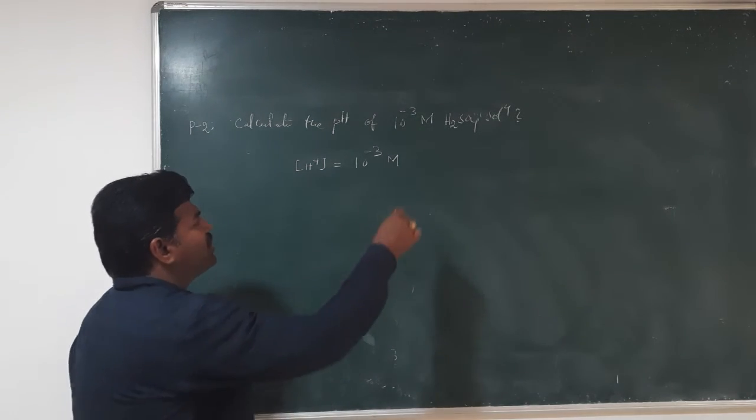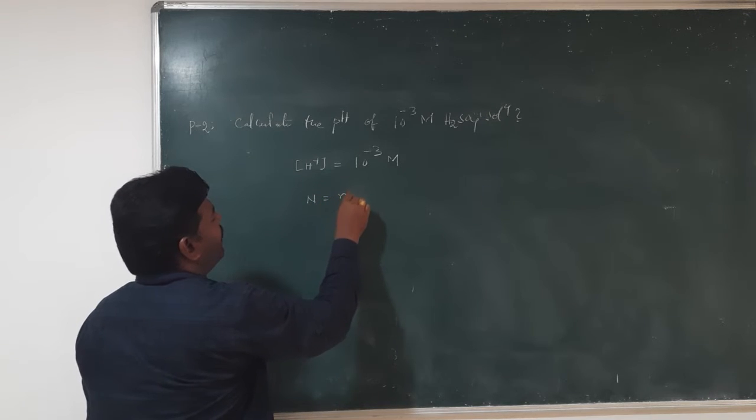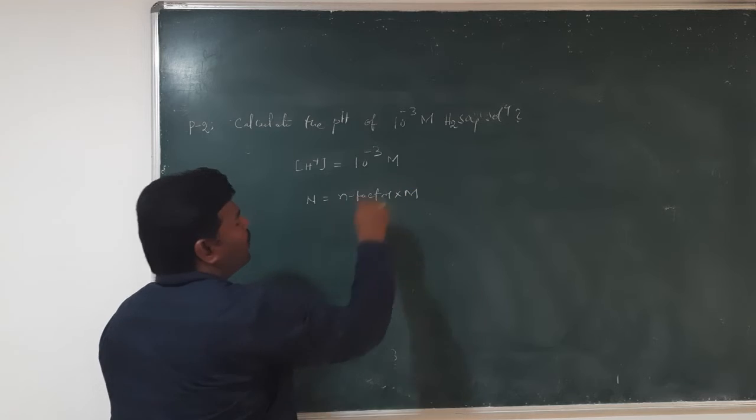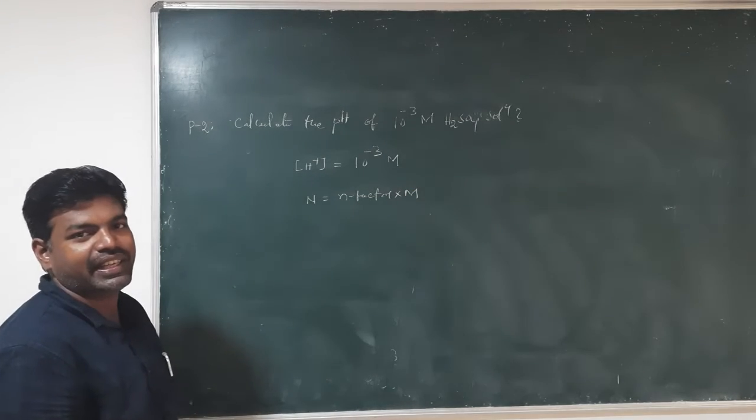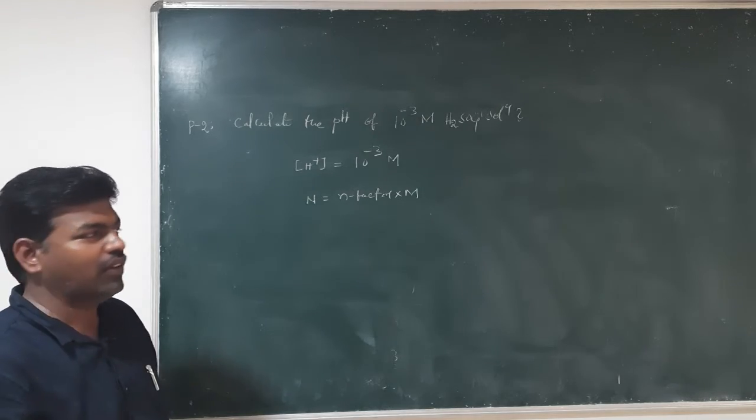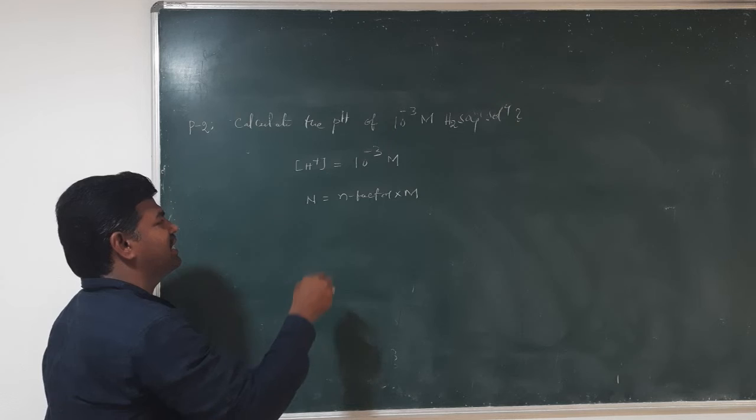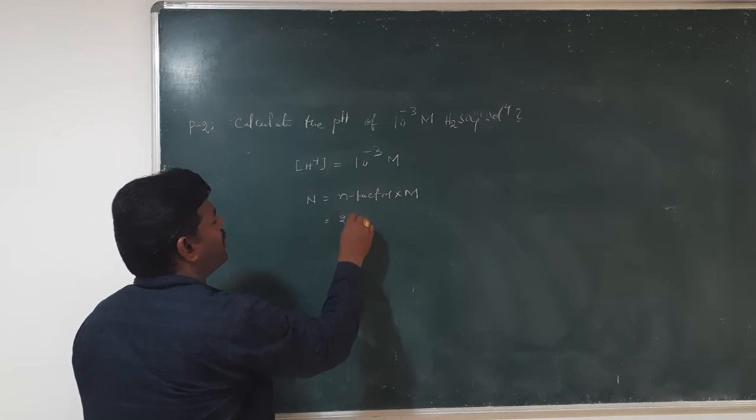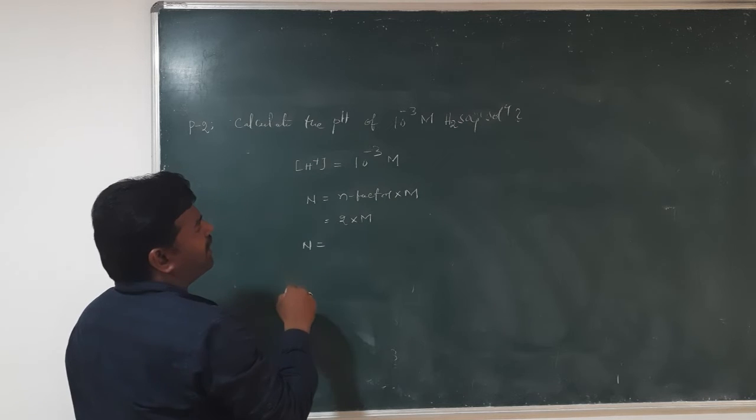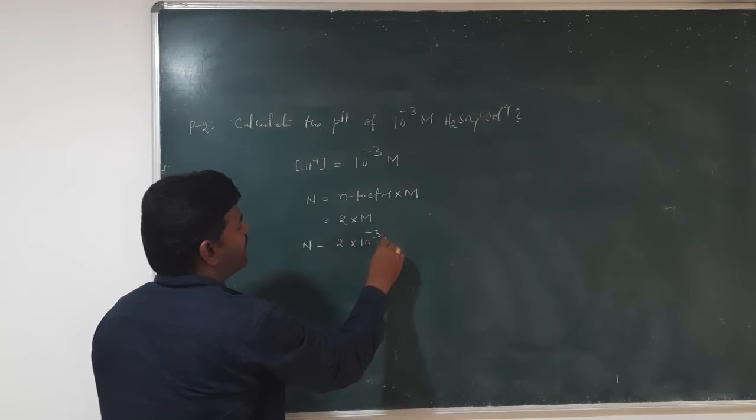And for H2SO4, we know that normality is n factor into molarity. Here the n factor is the basicity of an acid, or the acidity of a base. So, since H2SO4 is a dibasic acid, the n factor is 2 into molar, and the normality of the given H2SO4 solution is 2 into 10 power minus 3 normal.